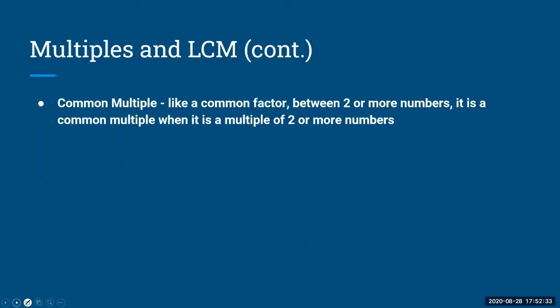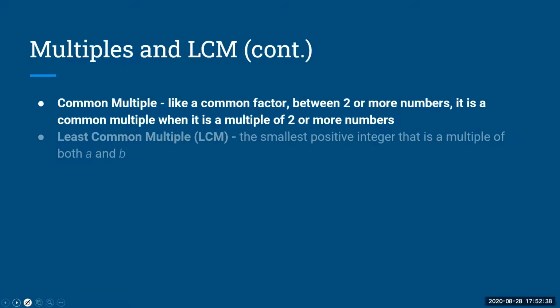All right, so a common multiple is like a common factor between 2 or more numbers. It's a common multiple when they both share it, right?